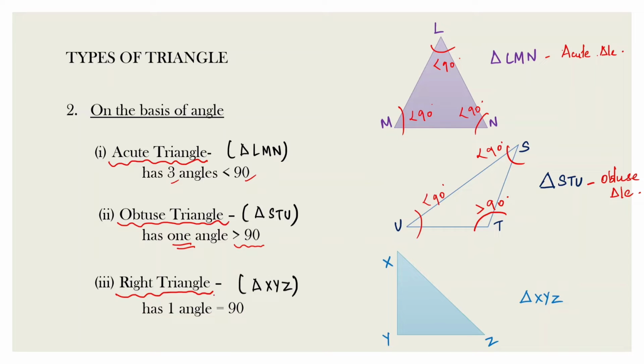Right triangle. Right triangle is a triangle which has one angle exactly equal to 90 degree. In the figure XYZ triangle, we could see that angle Y is equal to 90 degree. Angle X and angle Z both are less than 90 degree. So in a triangle where one angle is 90 degree and the other two angles are less than 90 degree, we could say it's a right angle triangle. So triangle XYZ is a right angle triangle.